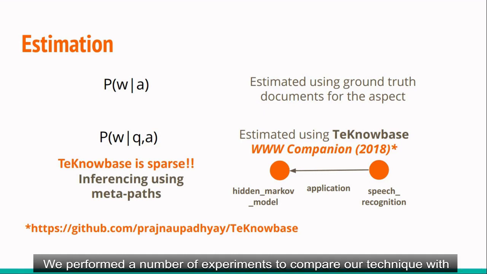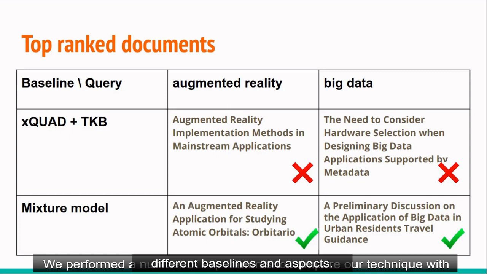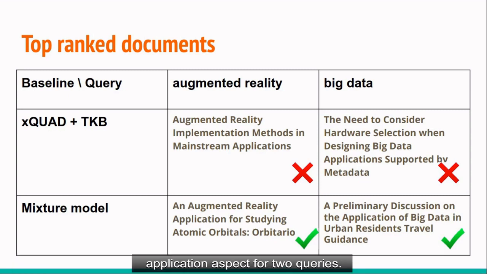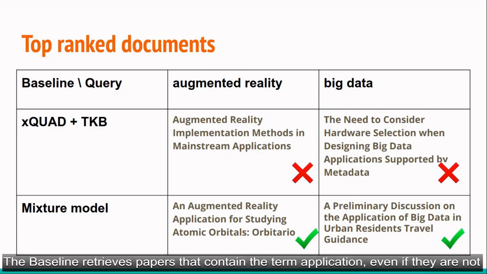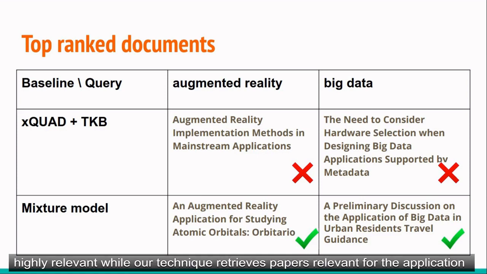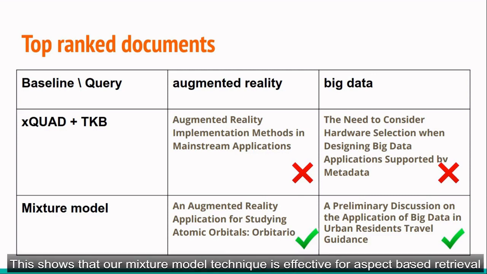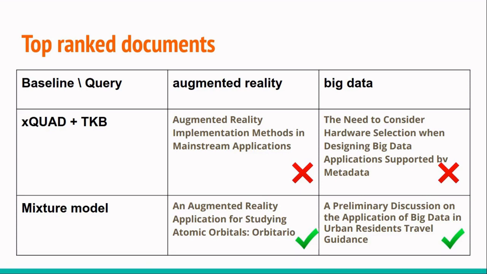We performed a number of experiments to compare our technique with different baselines and aspects. Here we show the top ranked document retrieved by our technique and a baseline for the application aspect for two queries. The baseline retrieves papers that contain the term application even if they are not relevant, while our technique retrieves papers relevant for the application aspect of the query. This shows that our mixture model technique is effective for aspect-based retrieval of research papers.